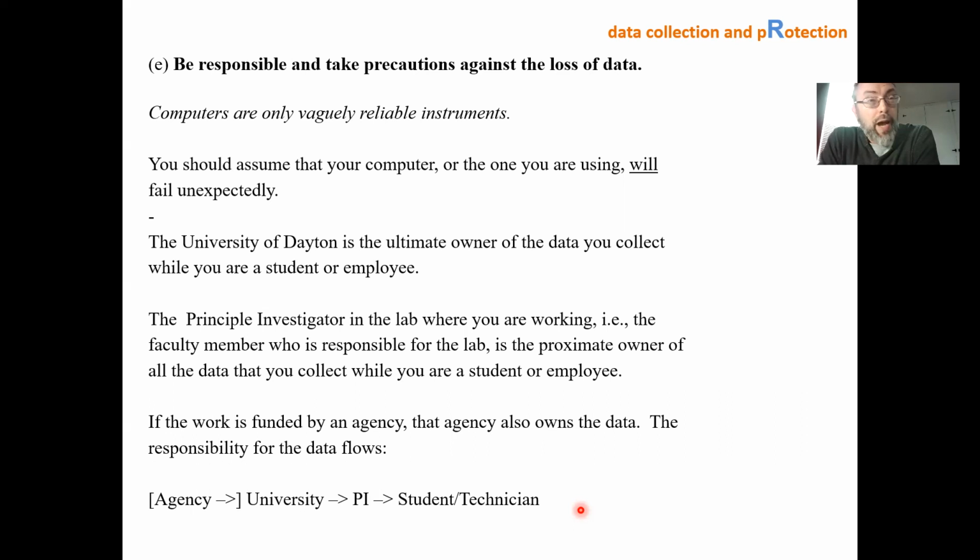So the reality is you collect the data, and you own them in terms of being an author on the publication, being the author on the data set and so forth. But ultimately, it's the responsibility of the PI and the university, and ultimately the agency should enforce that, to make sure that these data don't get lost, and that it's not just some fluke of the particular individual who's collecting them.